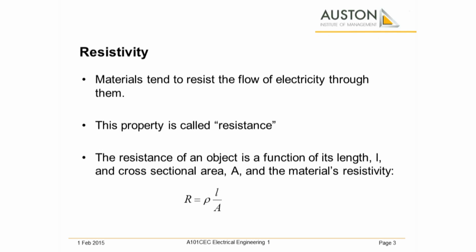One of the basic properties of materials is called resistance. Materials tend to resist the flow of electricity through them. The resistance of a material is a function of its length, cross-sectional area, and the material's resistivity. It means that the greater the length of a material, the higher will be the resistance. And the smaller the cross-sectional area, the greater will be the resistance.